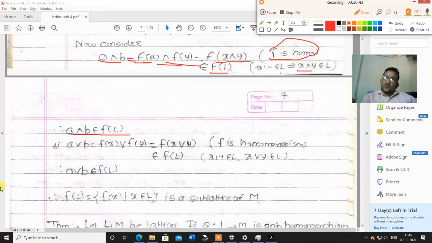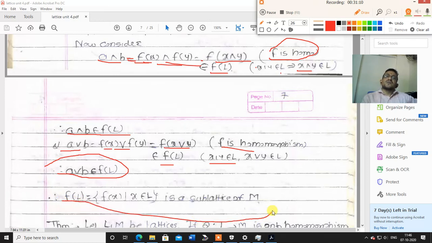Okay, now we consider the join. So let A join B. What is A join B here? f of x join f of y. So by definition, f of x join y, because f is a homomorphism and x and y are elements of lattice L, their join is also an element of L. Therefore A join B is also an element of f of L. Therefore the collection of all images of elements of L is a sublattice of lattice M. Okay, therefore f of L is a sublattice of lattice M. Okay, त्यानंतर आपण पुढे बघणार आहोत नेक्स्ट थेरम.